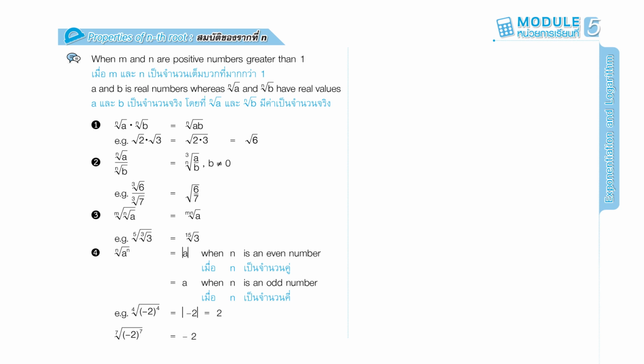4. The n-th root of a to the n power equals the absolute value of a when n is an even number, and equals a when n is an odd number. Example, the fourth root of negative 2 to the fourth power equals the absolute value of negative 2 equals 2. The seventh root of negative 2 to the seventh power equals negative 2.